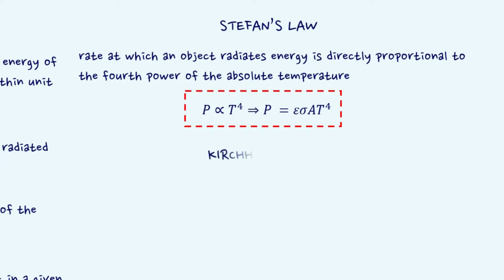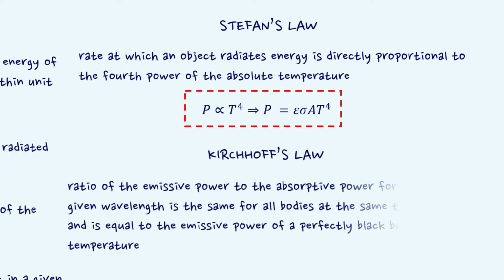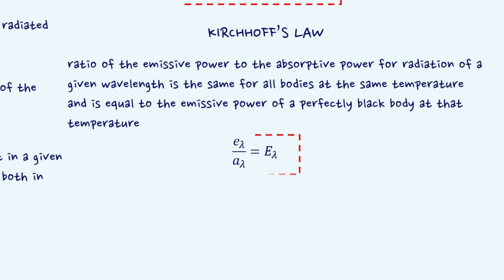Next we have Kirchhoff's law. According to Kirchhoff's law, the ratio of the emissive power to the absorptive power for radiation of a given wavelength is the same for all bodies at the same temperature and is equal to the emissive power of a perfectly black body at that temperature corresponding to the same wavelength. That is, E lambda by A lambda is equal to E lambda.